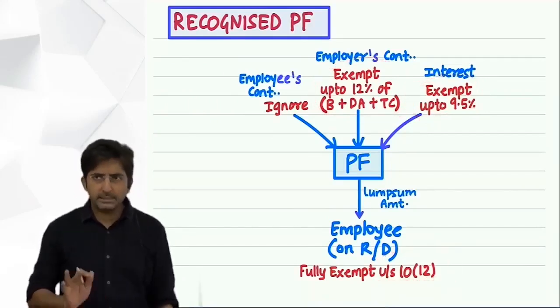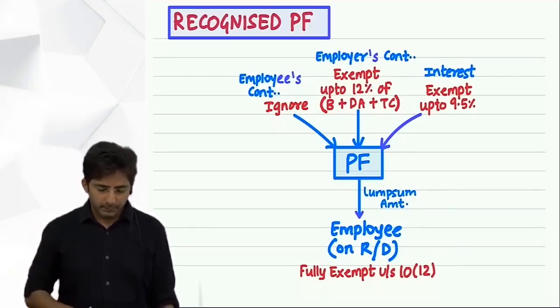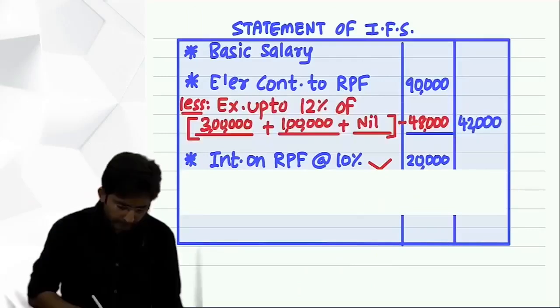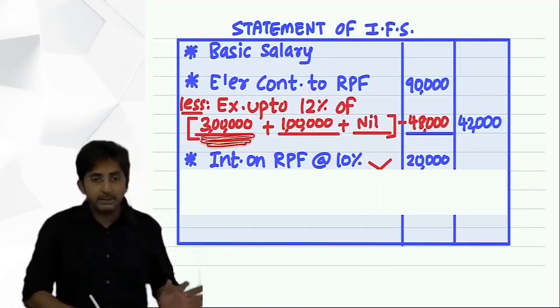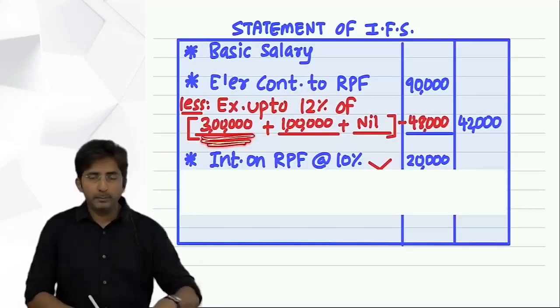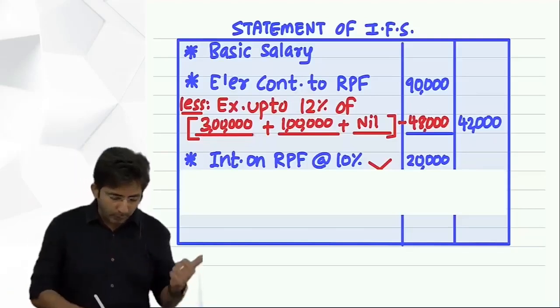So just write exempt up to 12% of basic salary, dearness allowance and turnover commission. This way you will present exempt up to 12%. 12% is fixed. Now this 3 lakhs I am assuming is the basic salary. You will be able to find this from the question. In every question there will be basic salary. So record the basic salary.